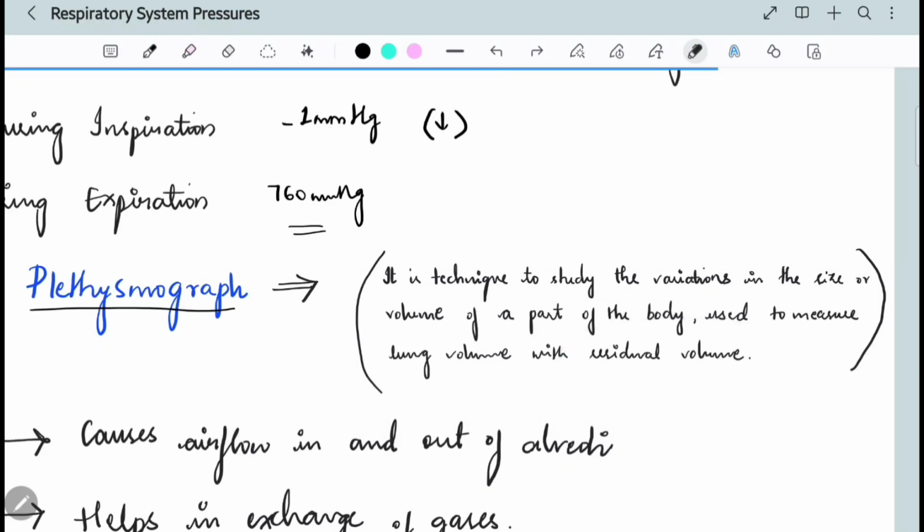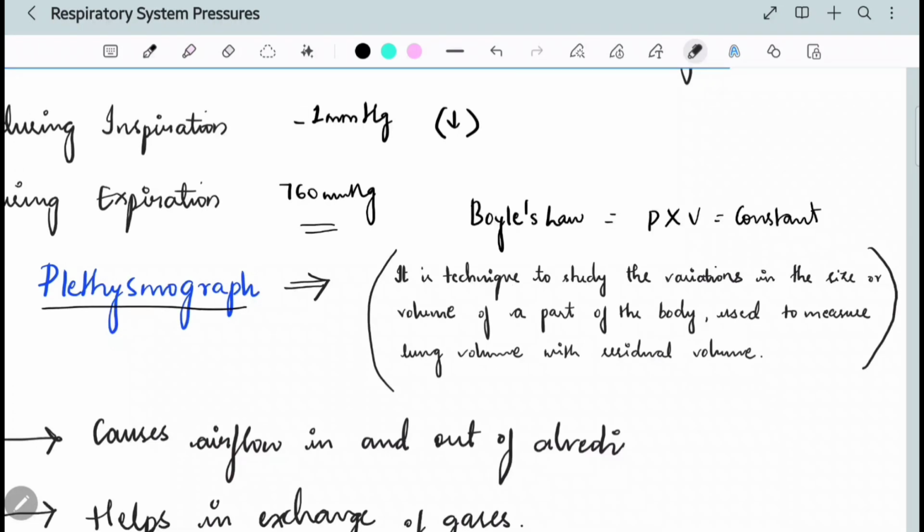So basically the person sits in an airtight box, like a body plethysmograph. They breathe through a mouthpiece that's connected to a machine. As they breathe in and breathe out, pressure changes in the box and in the lungs are recorded. These pressure changes are used to calculate lung volumes using Boyle's law.